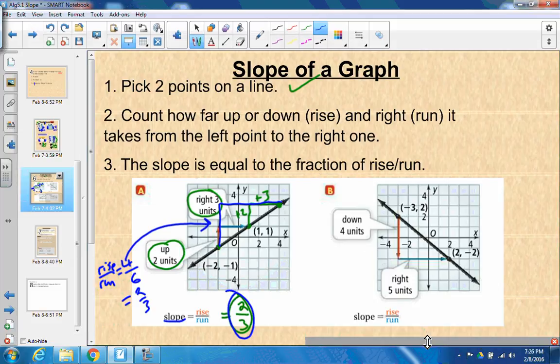From the left point to the right point. Looks like we picked this one right here. That's a good one to pick. This one right here. It's hard to tell. I don't know if I see any other ones that would actually be exactly on an intersection.